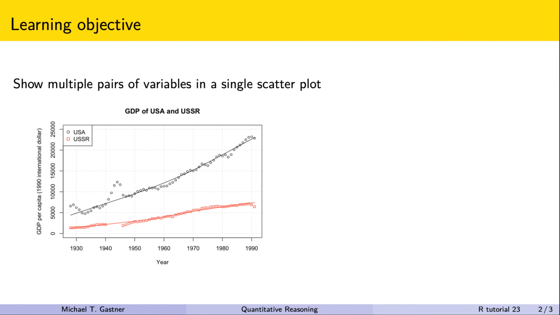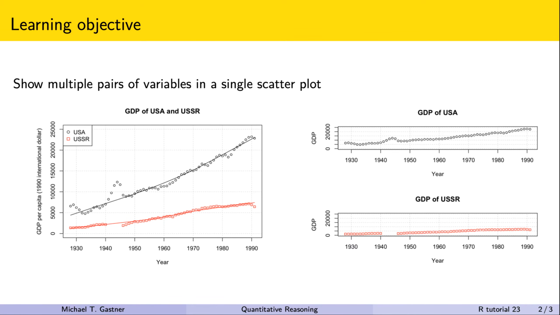For example, here's a plot that shows how the gross domestic product, GDP, of the United States and the Soviet Union developed between the years 1928 and 1991. The data are from the Groningen Growth and Development Center. We could make a multi-panel plot with one panel for each country, but a single panel plot makes it much easier to draw comparisons between the two countries.